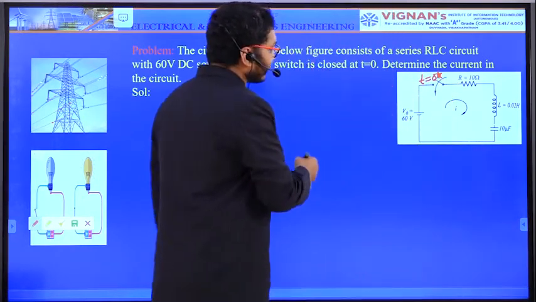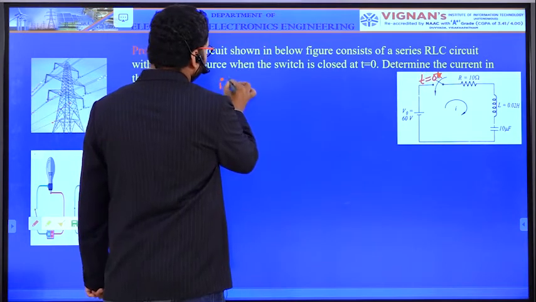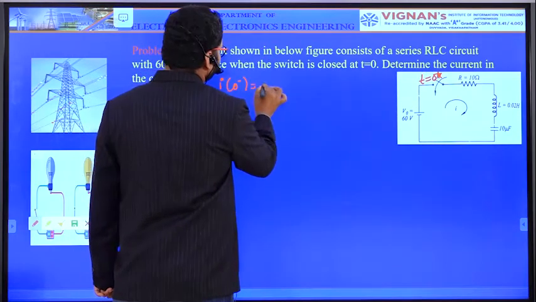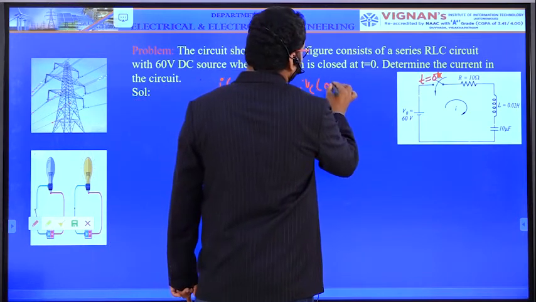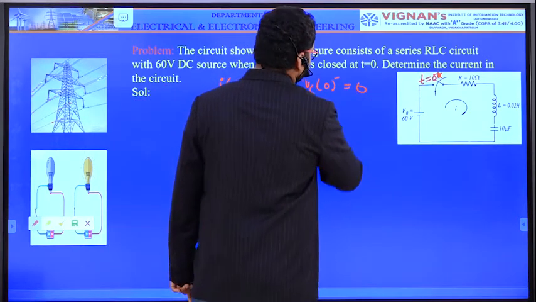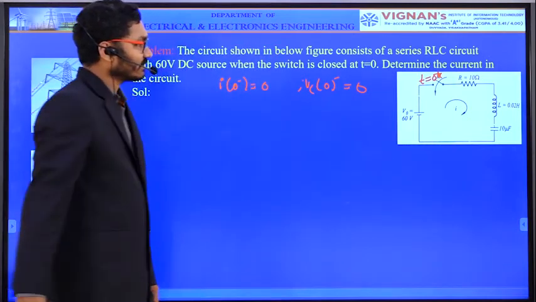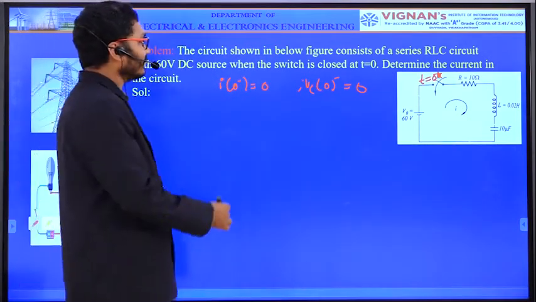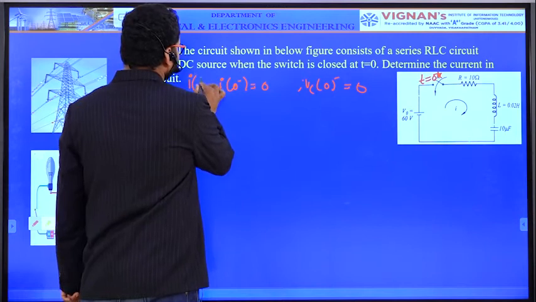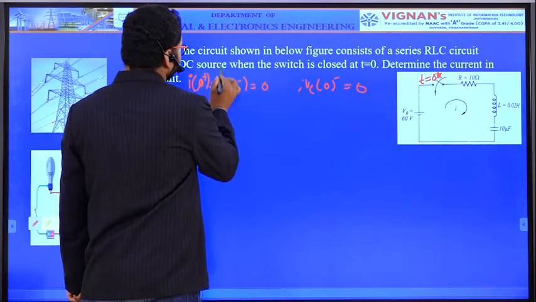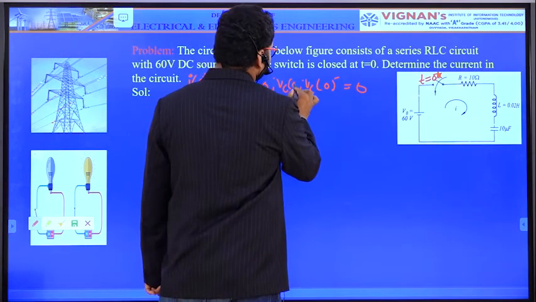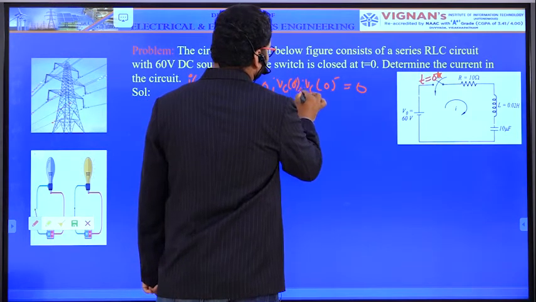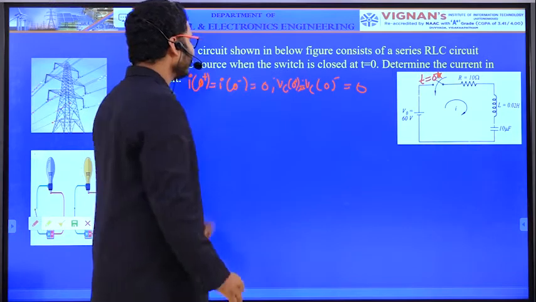It means at t equals 0 minus, the current through this, IL(0-), is 0, and the voltage across the capacitor, VC(0-), is 0. But the inductance doesn't allow sudden changes in current, so at 0 plus the circuit current is also 0, because the circuit current and the inductor current are the same.